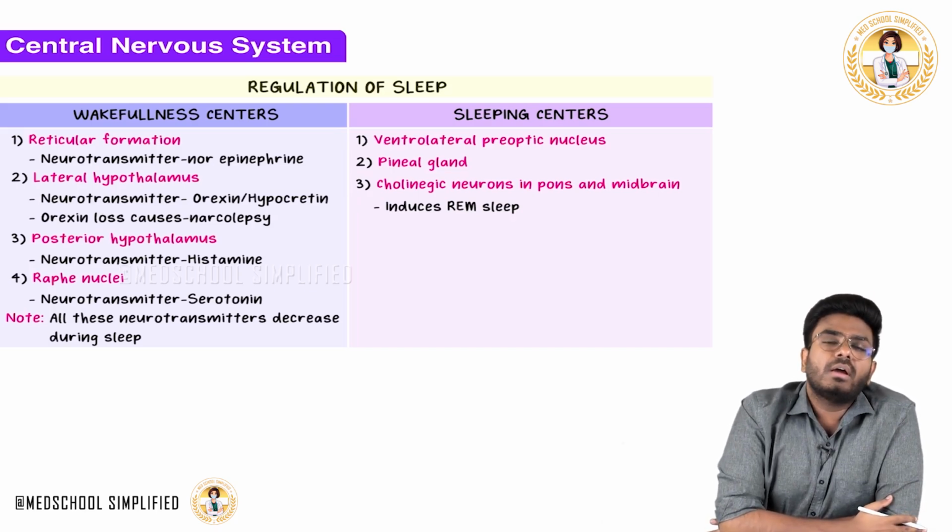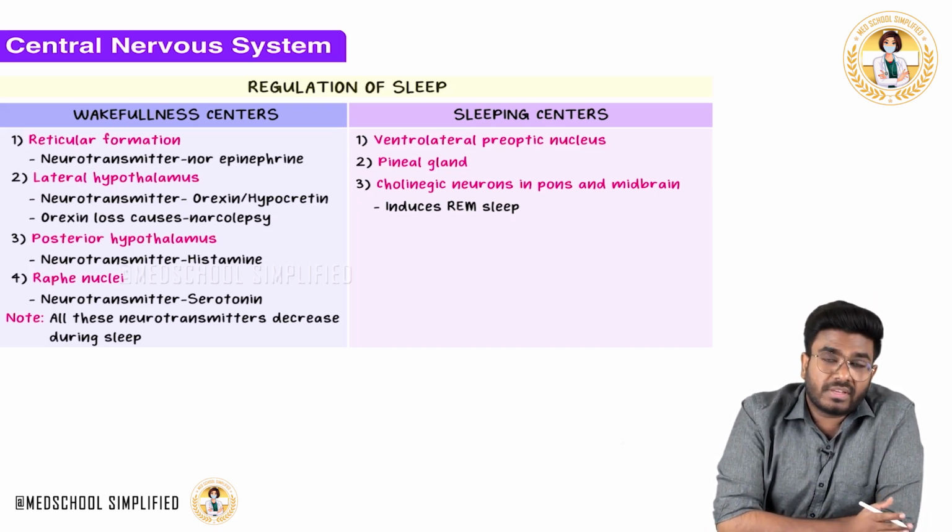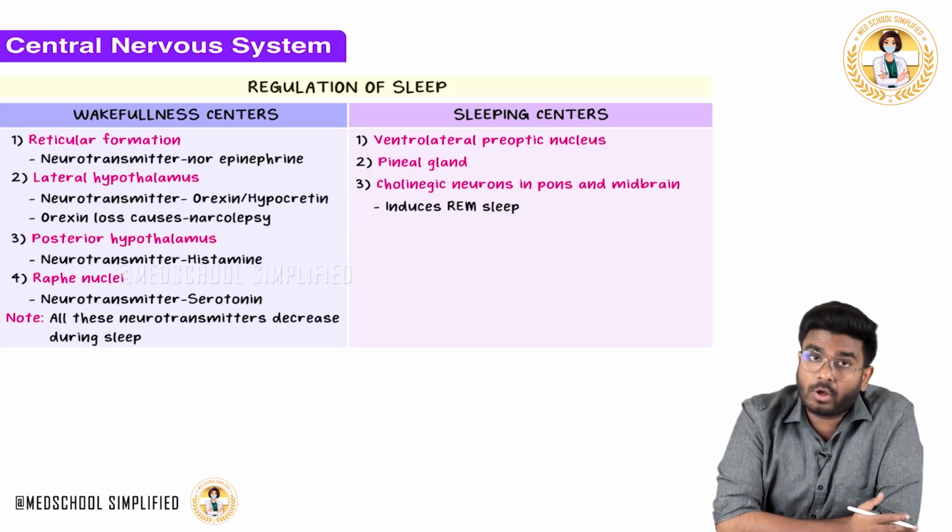So these are the sleeping centers as well as the wakefulness centers. With this, we have completed the topic of the phases of sleep, NREM sleep, REM sleep, different phases, different waves and abnormalities.